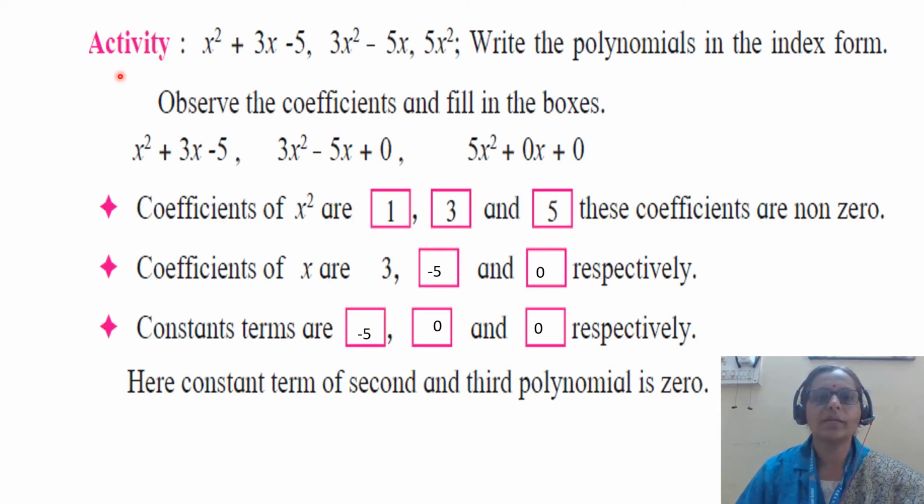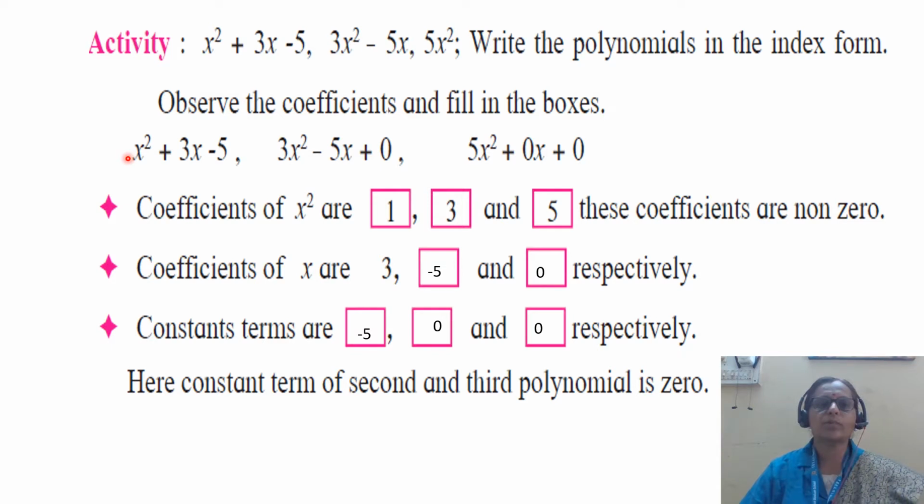To understand the basic concept, let us study the activity for quadratic equation. x square plus 3x minus 5, 3x square minus 5x, and 5x square. These are the three examples we have taken. Write the polynomials in index form. Last year you have studied what is index form of polynomials. That is, you have to write either in decreasing order of the variable or in increasing order of the variable.